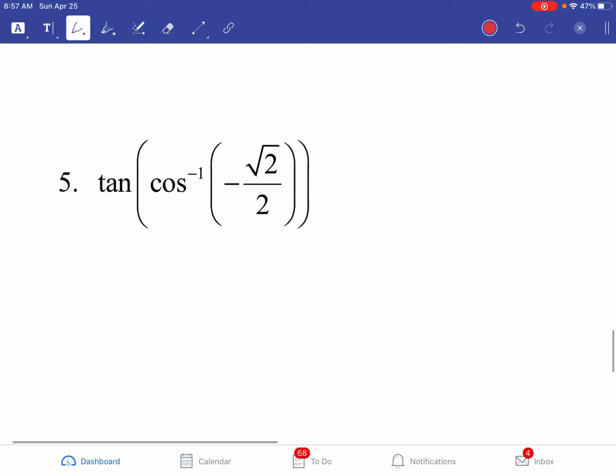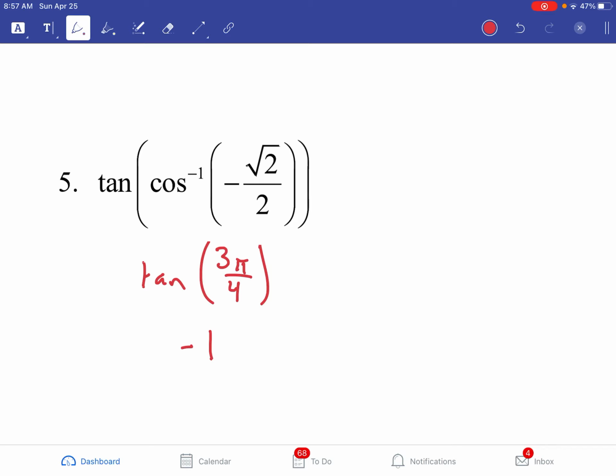All right. The inverse cosine of negative root 2 over 2. Again, we're looking at the top half of the unit circle. All right. So where is it? Negative root 2 over 2. The x value is negative root 2 over 2 at 3 pi over 4. And what is the tangent of 3 pi over 4? So the tangent is y divided by x. So root 2 over 2 divided by negative root 2 over 2 gives you negative 1.